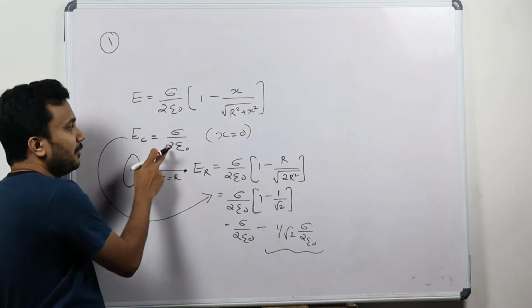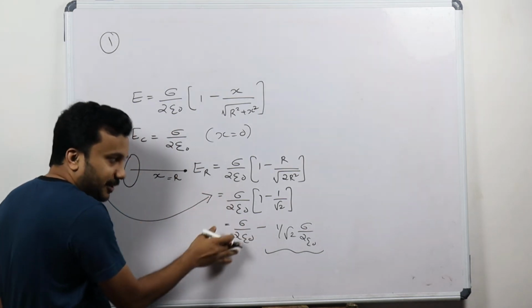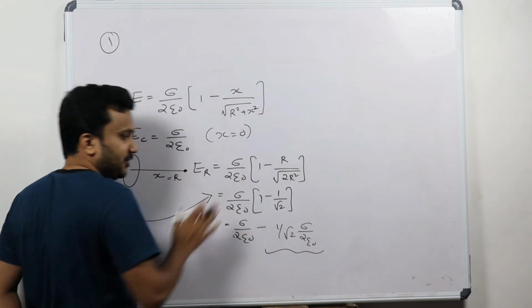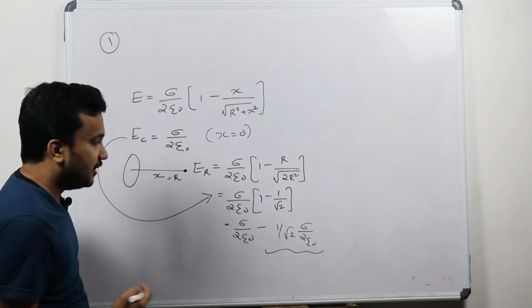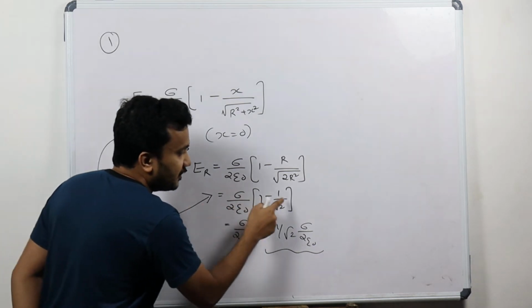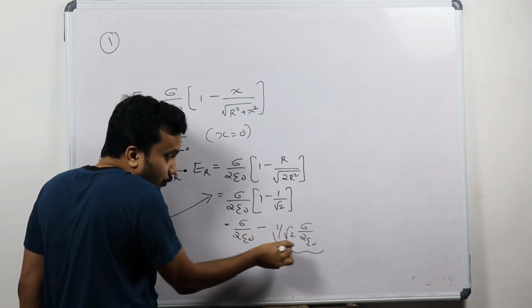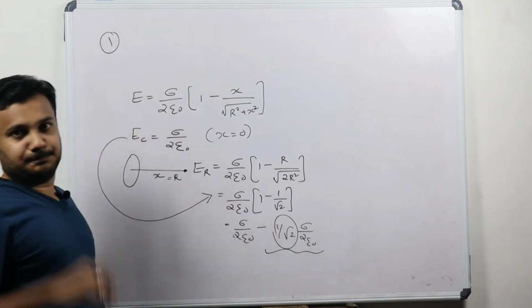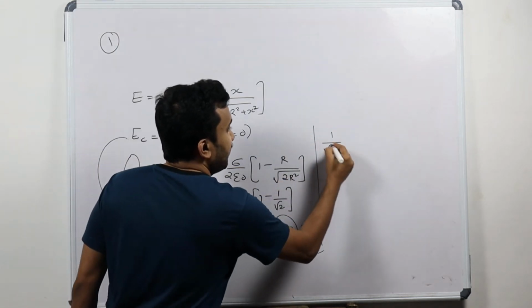So already sigma by 2 epsilon 0 at the center, with respect to center, this is the center value. From the center, this is reduced this much. How much is it reduced? Sigma by 2 epsilon 0, if you take it outside, how much is it reduced? 1 minus 1 by root 2. This is the original value. 1 by root 2 times it is reduced. 1 by root 2 means 1 divided by root 2.